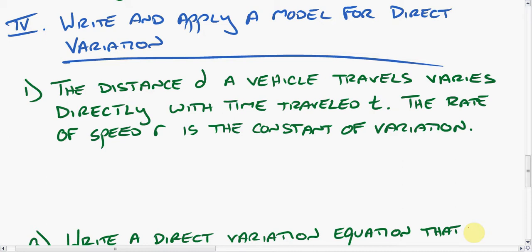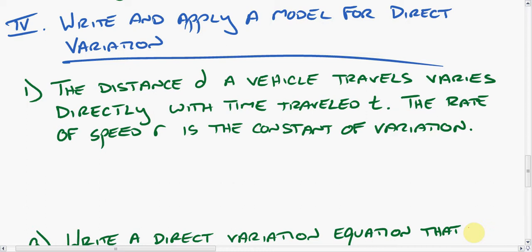This is section 2.5 part 4, where we are going to write and apply a model for direct variation. So our problem says the distance d a vehicle travels varies directly with the time traveled t. The rate of speed r is the constant of variation. So these two sentences have told you quite a bit. I'm going to give you a little bit of a reference point.